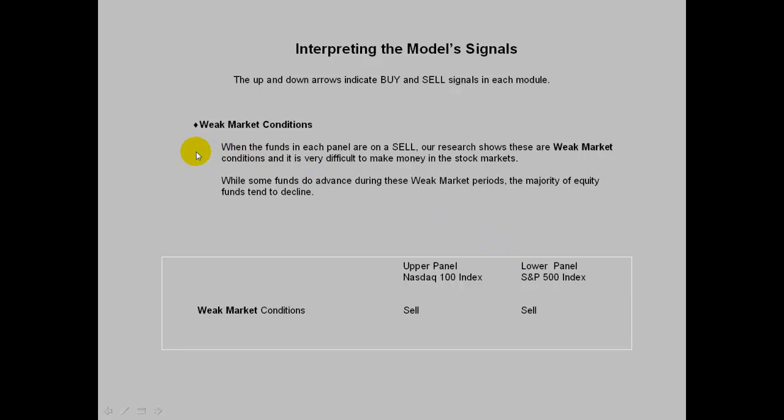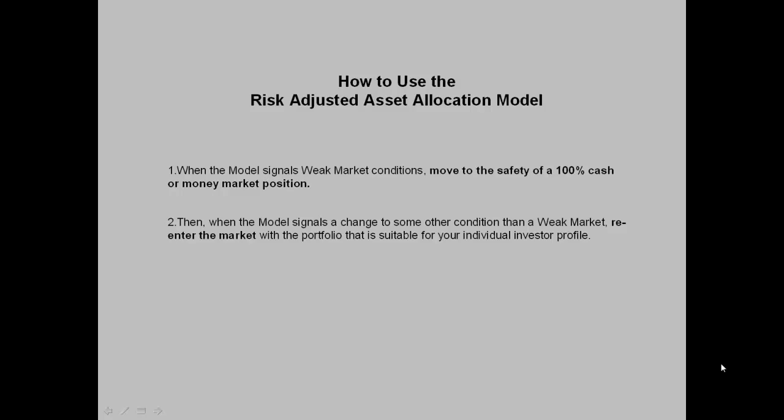This is how we interpret the model signals. When the funds in each panel are on a sell, our research shows that these are weak market conditions, and it is very difficult to make money in the stock markets. While some funds do advance during these weak market periods, the majority of equity funds tend to decline. So again, weak market conditions are identified when we have a sell signal in the upper panel and a sell signal in the lower panel. So we need two sell signals. Any other combination of buy or sell signals in these two different panels does not indicate weak market conditions.